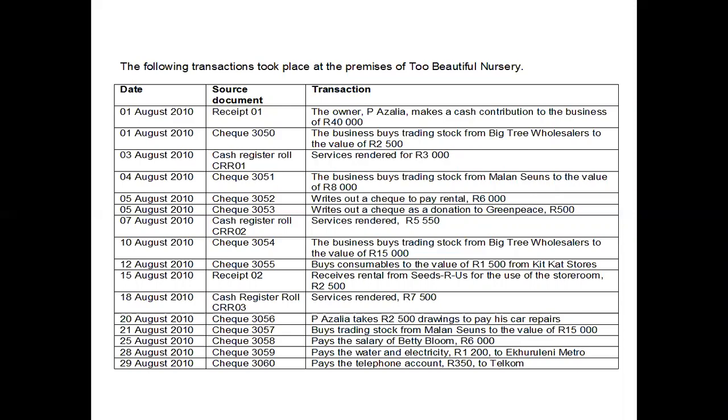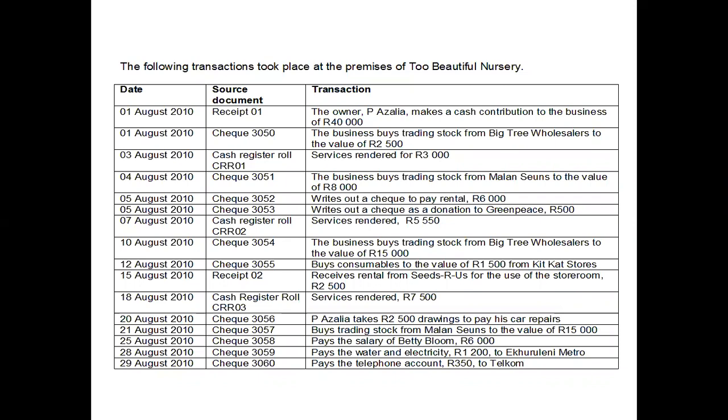So let's see. They say the following transactions took place at the premises of Two Beautiful Nursery. You will see I give you every time the date, a source document, and a transaction. Instead of the general ledger account, I've made it a little bit difficult because I've just given you a transaction. The amount you will get from the transaction, but also from the transaction you will get the idea of what the account is going to be. I will do the first one with you now.